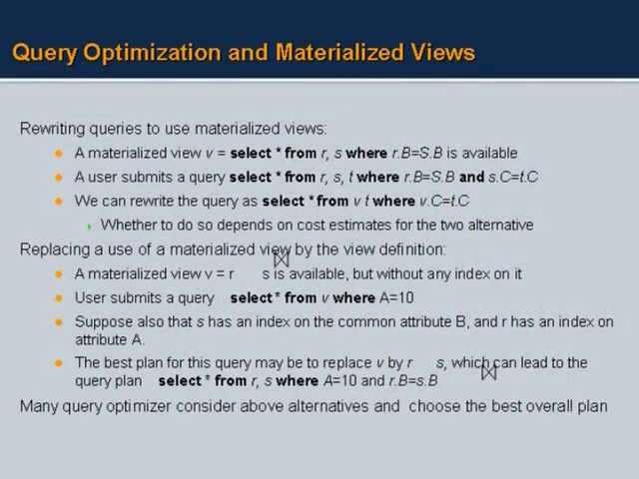This query is equivalent to this one, given that V is materialized. It's not clear which one is cheaper between these two. It depends on indices and so forth, and on the query. But wouldn't it be nice if the optimizer knew that this materialized view is available and used it as an option? Think of this as a query plan for this query. There are many possible query evaluation plans. This is not a plan, but from this you can derive a plan. So that is one option, and the optimizer can choose the cheapest option.